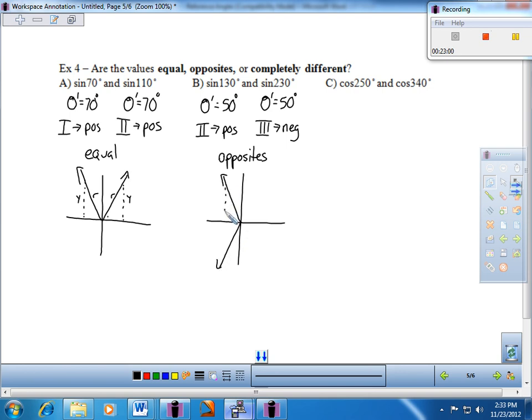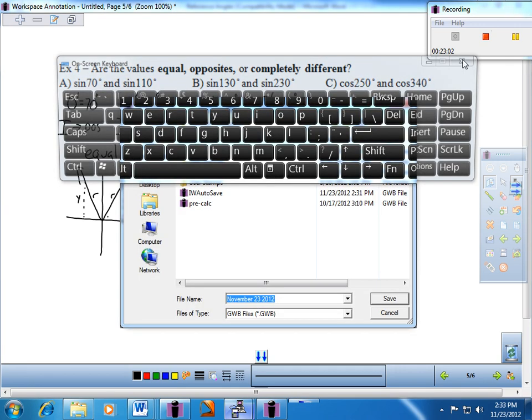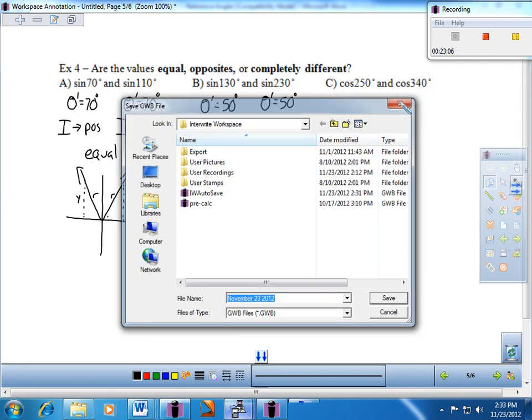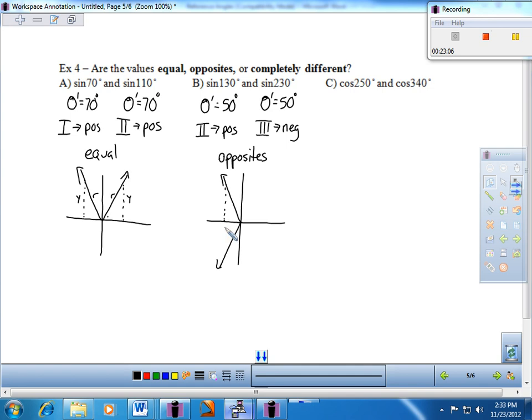Sine would be the y to r. Here's the y, here's the r. You can see they're in identical positions, just one y is positive, the other y is negative.